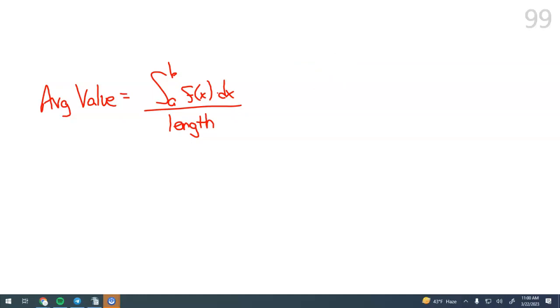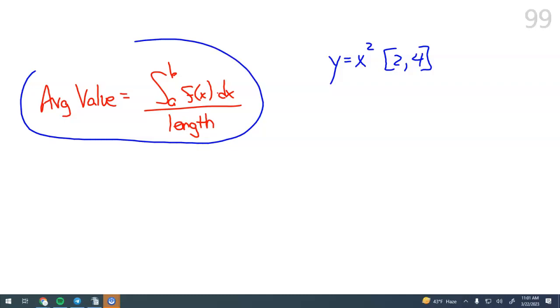So let's say I have my problem, I guess. Is there a blank page there? There's a section. Oh, okay. So this is the formula that we're going to use. Then I'm just going to do one, and then have you guys try it out. So we'll use the same thing, y equals x squared from 2 to 4.